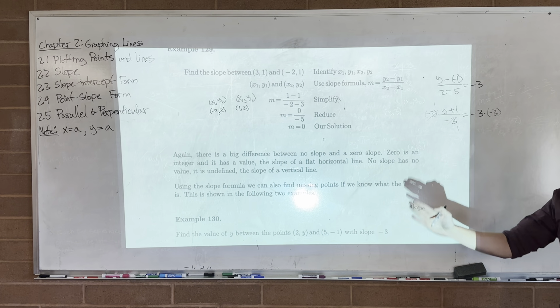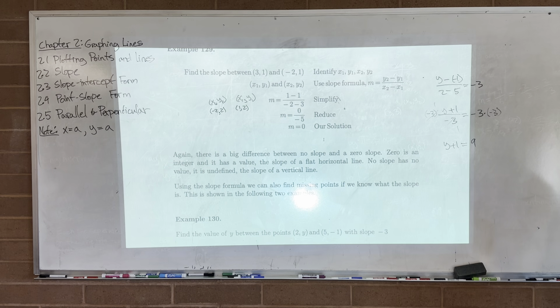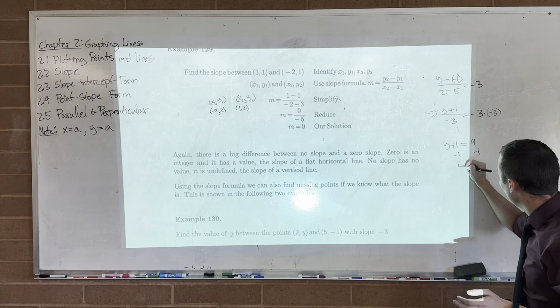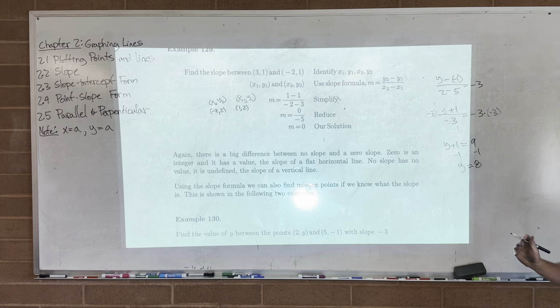X over x is 1. A over a is 1. Anything over that same thing is 1. Okay. Now 1 times y plus 1 is just y plus 1. Negative 3 times negative 3 is 9. All right. So now what's y? Y is 8. So y is equal to 8. Wonderful. So we found the coordinate of that point. It's (2, 8).